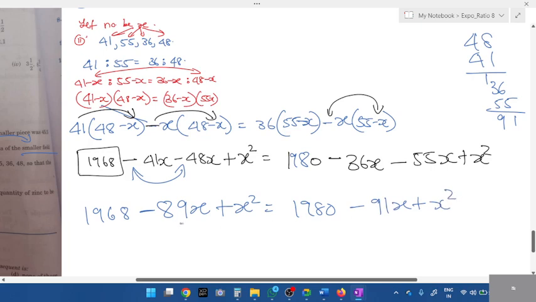Now, let me keep the value which is greater, 1968 or 1980.